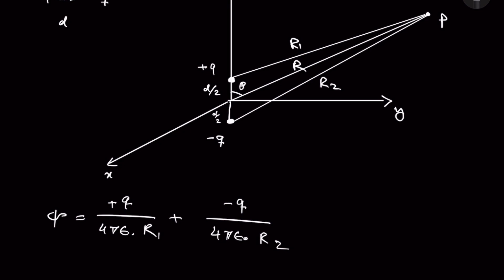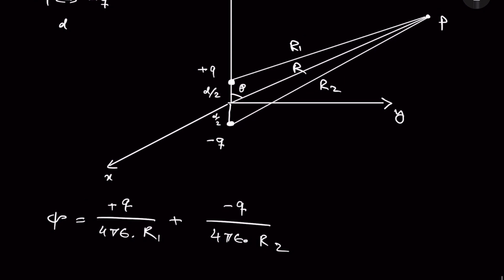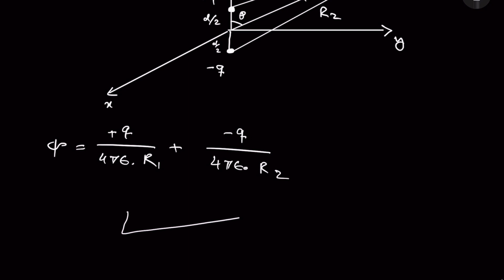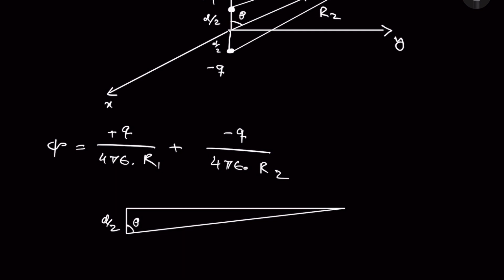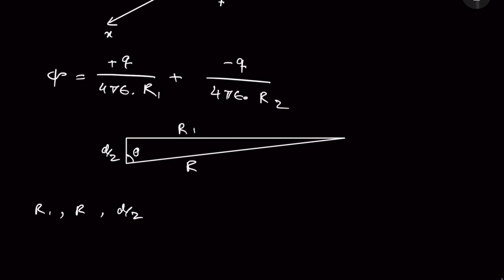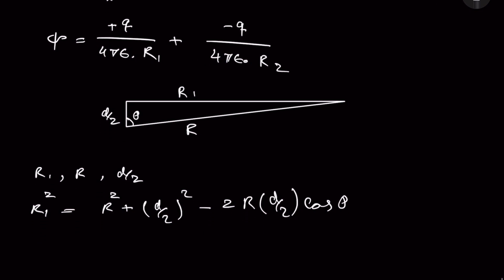All right, so I need to be able to do something here. As you see, for a triangle that has one angle here, theta, and if this one is R, and if this one is R1, so what is the equation between R1, R, and d over 2? It can be written like this, that R1 squared is equal to R squared plus d over 2 squared minus 2 R d over 2 cosine of theta. So that's the equation.